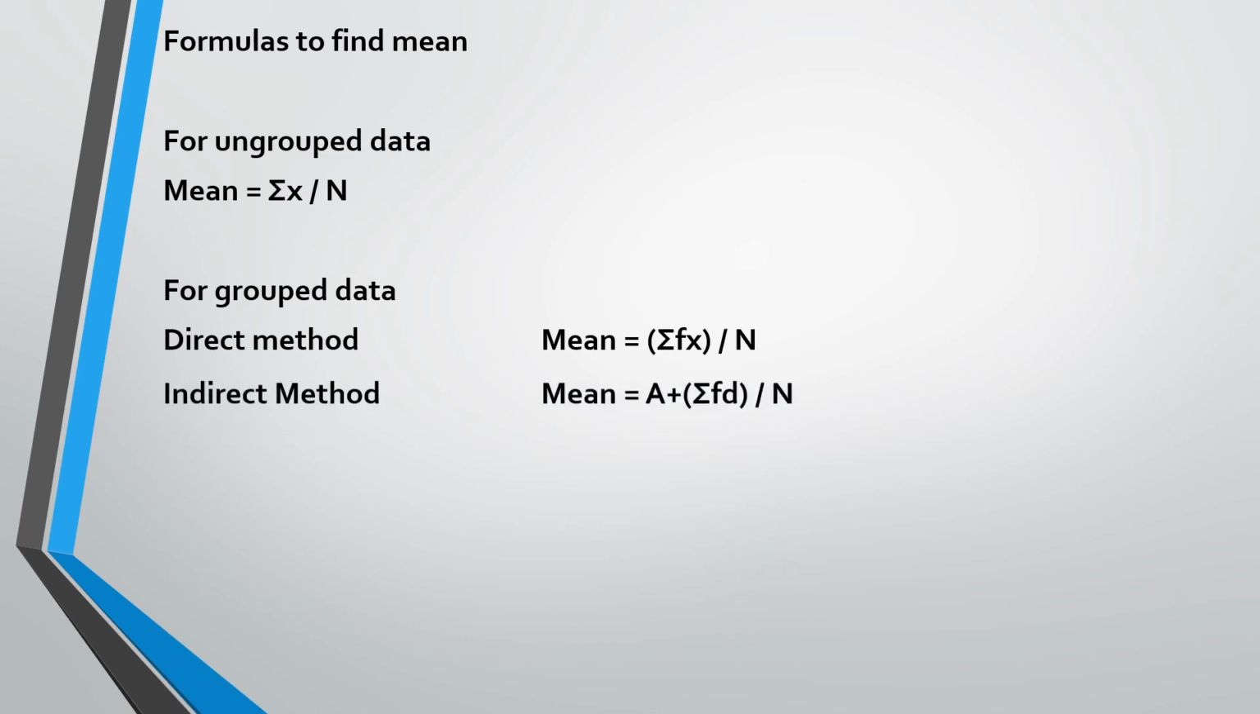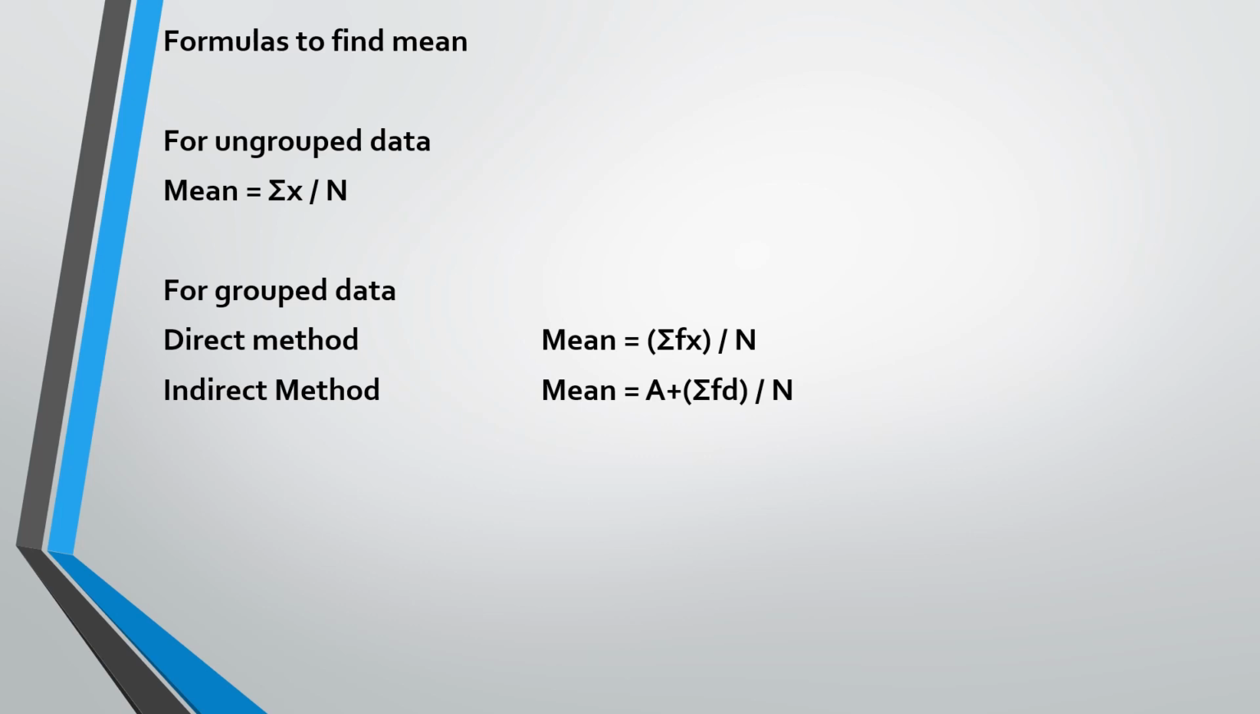Then another method for grouped data is the indirect method. It is also called the step deviation method. In this one, the formula is mean equals a plus summation of fd divided by n, where a is the assumed mean and summation of fd is nothing but the sum of the product of frequency and the deviation, divided by n. N is the sum of the frequencies, that is the summation of f values.